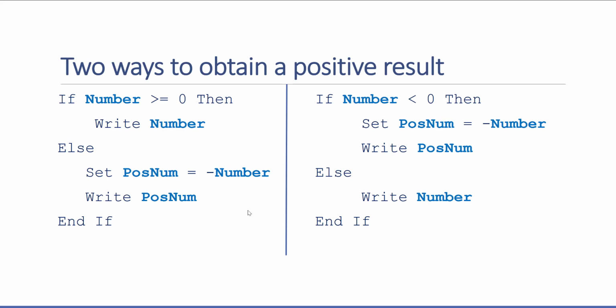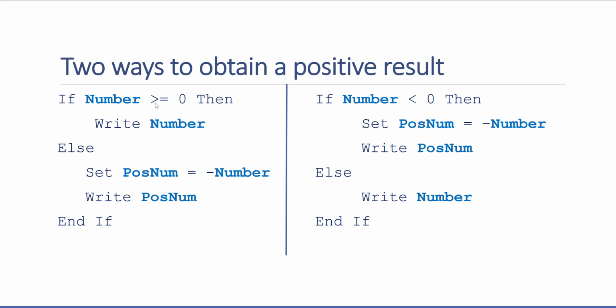Okay, so when we're looking at our conditions, depending on how you set it up, let's look at these two statements and see if we're going to get the same result. If number is greater than or equal to 0, then write number. Is that the same as if number is less than 0? So what we've done is just reverse the conditions, haven't we?